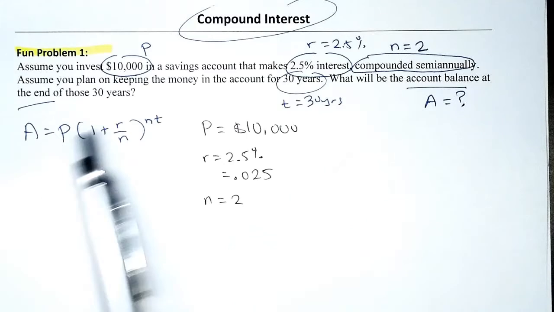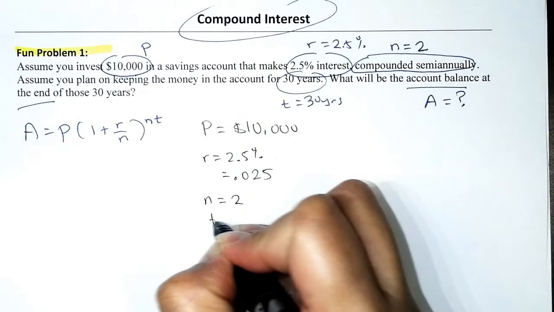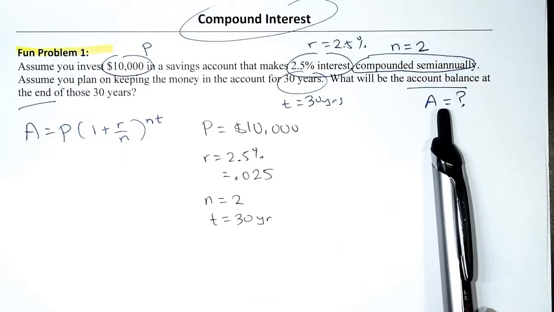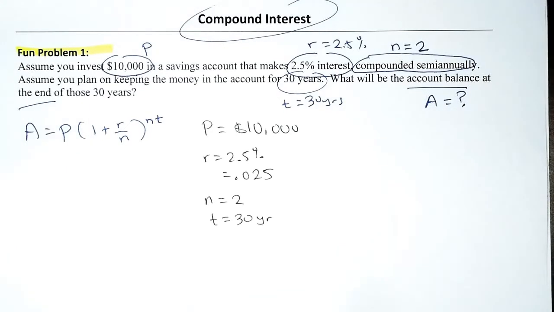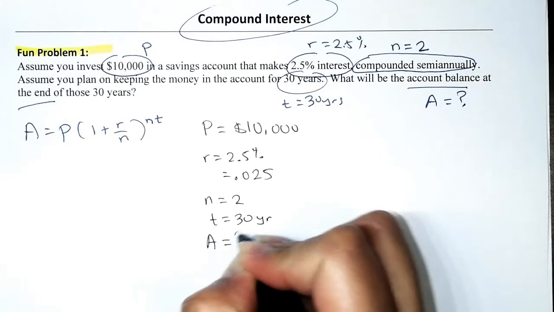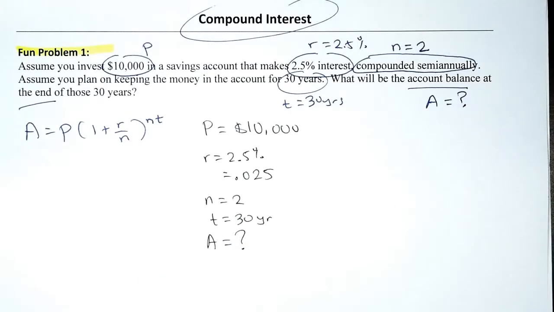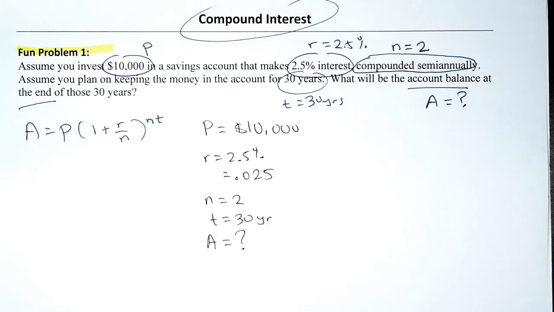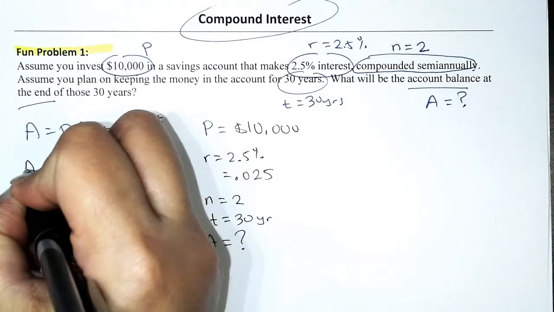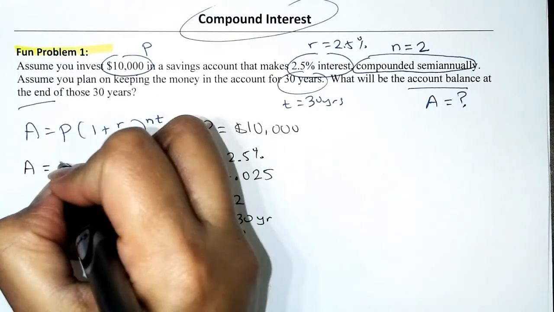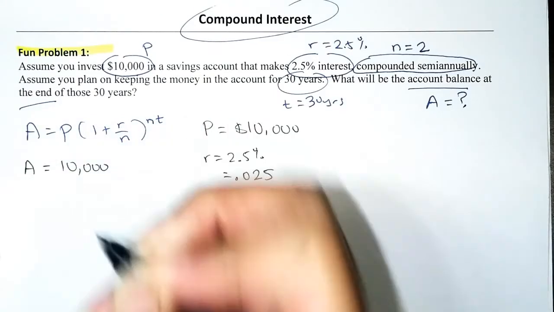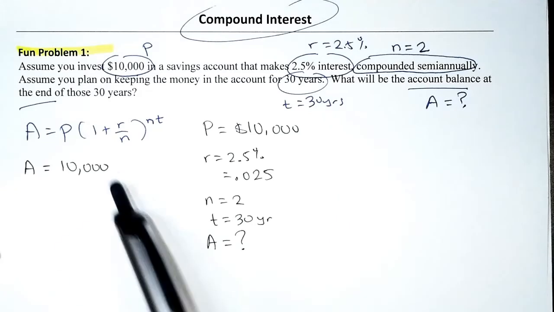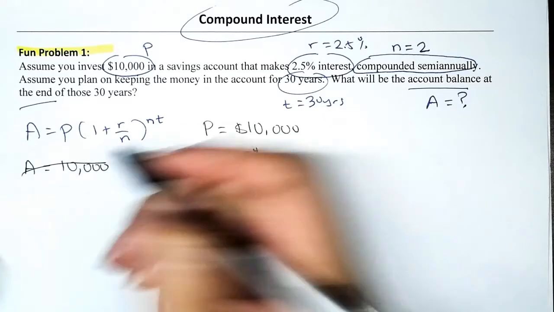What else do we know? We know that the time is 30 years. And then the question is, what is that account balance at the end of those 30 years? So what is that final amount? Final amount with interest. So it's 10 grand plus interest. So that's it. Let's go ahead and plug in. Check. So we have A equals, the principal is 10,000. Next time, remind me to write down the facts, and then I'll write down the formula, because I don't think I can fit it here.